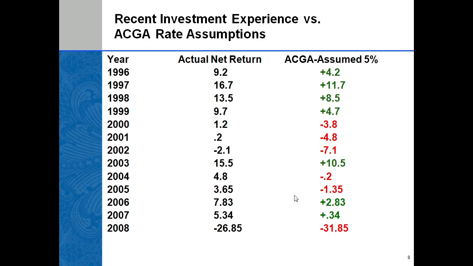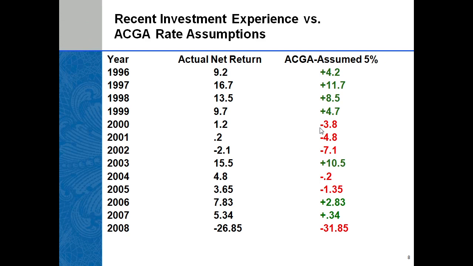The simple math here is just showing you where it's green. If it's 9.2% return in 1996, as an example, and you expected under the ACGA rates to have earned 5%, then obviously that is 4.2% better. Green is good, better than what you had expected. If you would have gone back to about 1982, that would have been a green run like you couldn't believe. Green all the way back, pretty much. Beautiful run. But then you see what happened in 2000. It dropped 3.8% under, and so on. All of these are under.